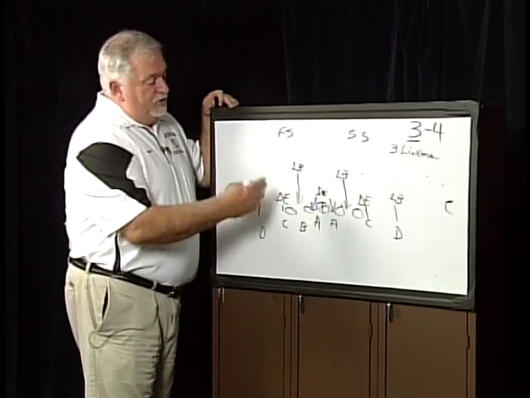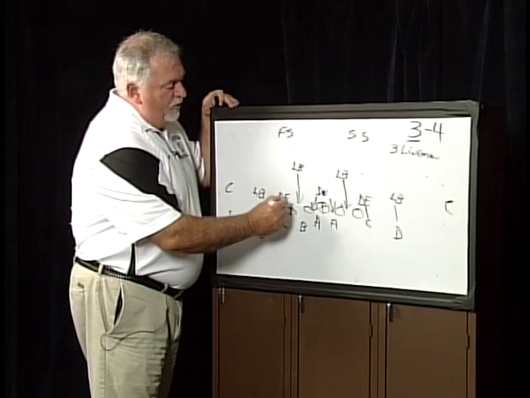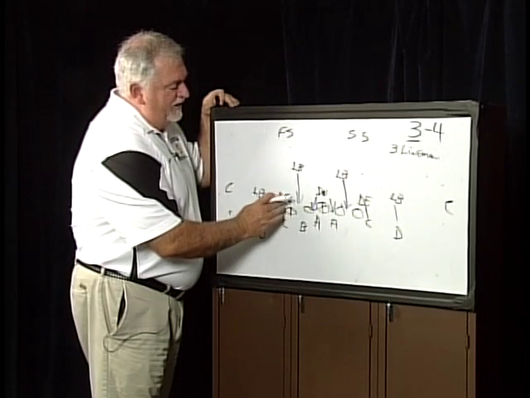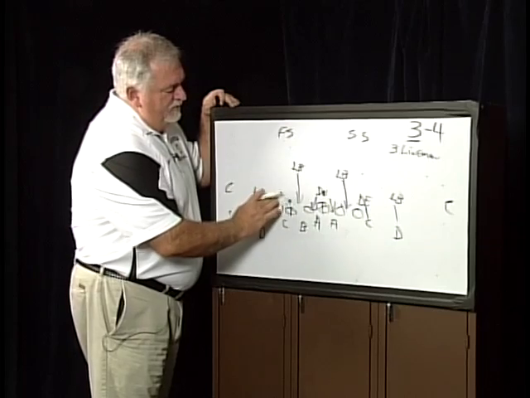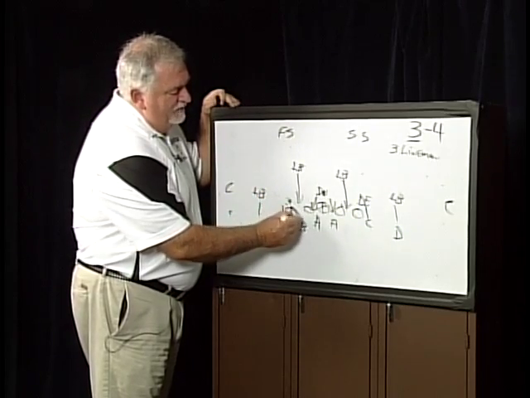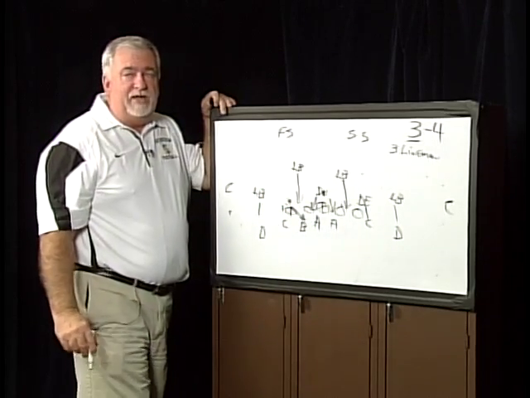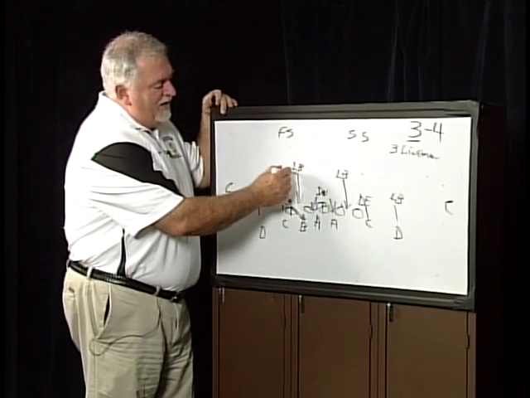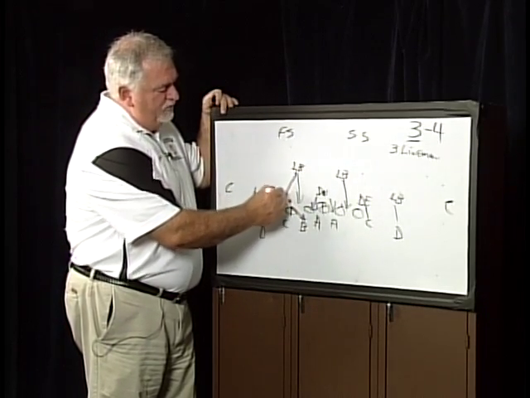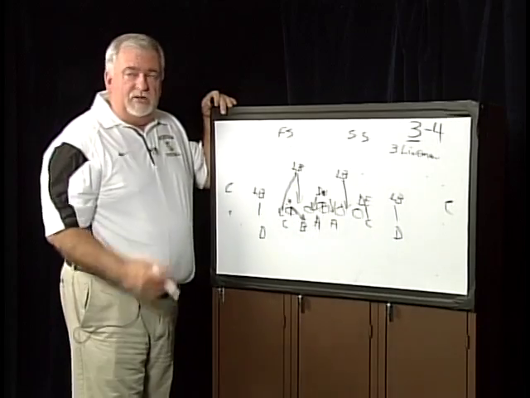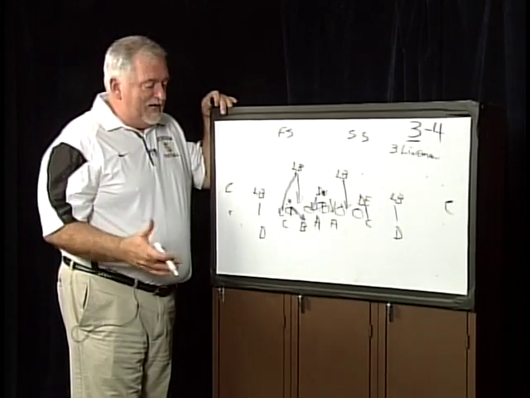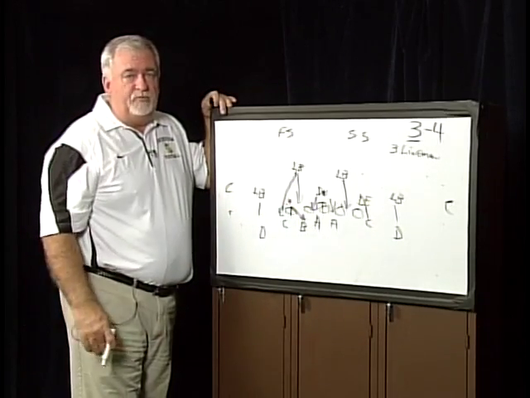Now, you can take and put this guy on a 4 technique. That means he's head up, and he can slide to the inside to cover the B gap. And this linebacker will scrape, what we call scrape, off his backside to cover the C gap.